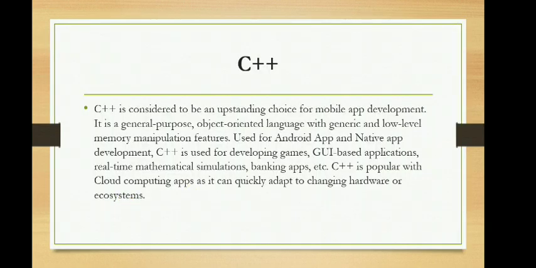C++. C++ is considered to be an outstanding choice for mobile app development. It is a general-purpose, object-oriented language with generic and low-level memory manipulation features. Used for Android app and native app development. C++ is used for developing games, GUI-based applications, real-time mathematical simulation, banking apps, etc. And C++ is popular with cloud computing apps as it can quickly adapt to changing hardware or ecosystem.